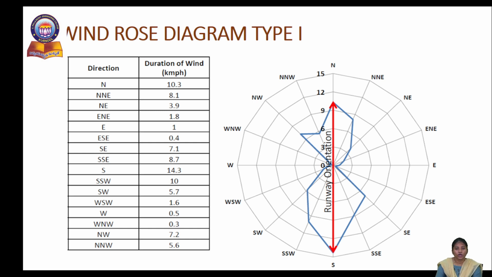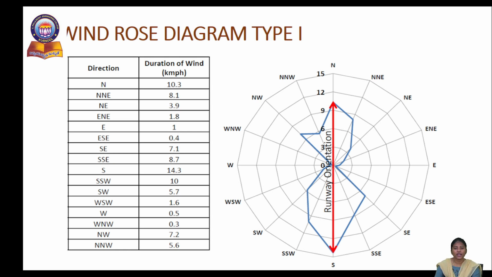Okay, so the duration of the wind is plotted along its direction. Suppose the duration of the wind along the north direction is 10.3. So you need to locate 10.3 along the north direction. The northeast direction has a wind duration of 8.1, so you need to locate 8.1 along the northeast direction. Similarly, along all the 16 directions, you locate the points which represent the duration of the wind.